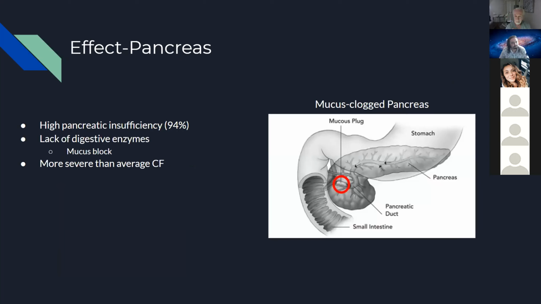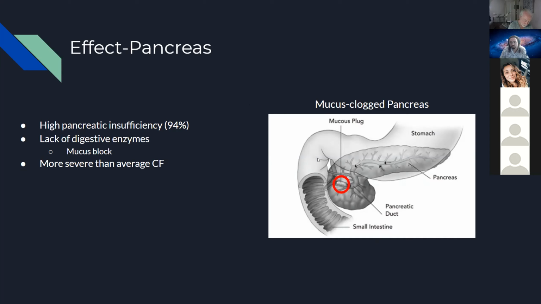And then with the pancreas, this is probably one of the most damaging portions of this mutant because 94% of all people who have this mutation are prone to have a completely insufficient pancreas. That's because of the lack of digestive enzymes with a mucus block. As you can see right here where I circled, because of the mucus plugs from the mucus buildup with this particular mutant, it intrudes on the pancreatic duct and essentially builds a wall, so the pancreas can't do its job and release the enzymes.